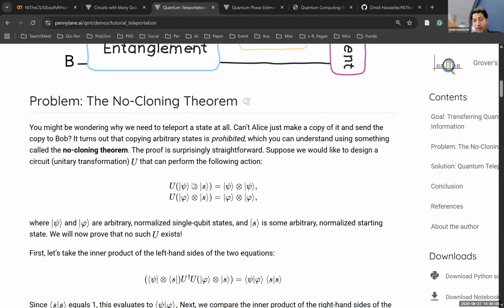Because you cannot copy, quantum teleportation is one of the methods that gives you the ability to teleport a quantum state. So it's not possible to copy this, but okay, I can destroy my qubit and create that specific qubit, exactly the same qubit, somewhere else. So keep in mind this no cloning theorem is very important.